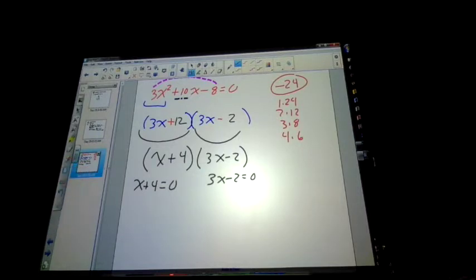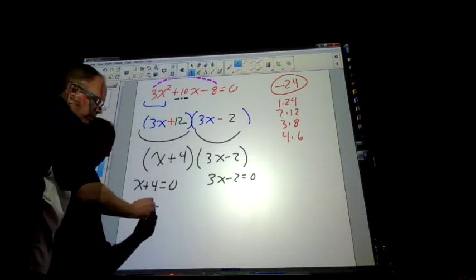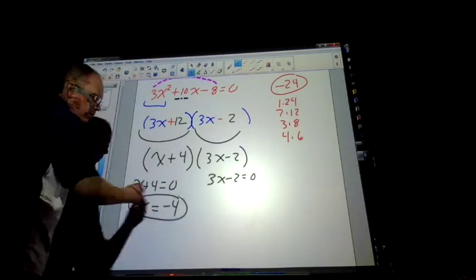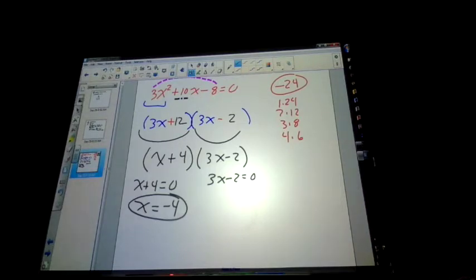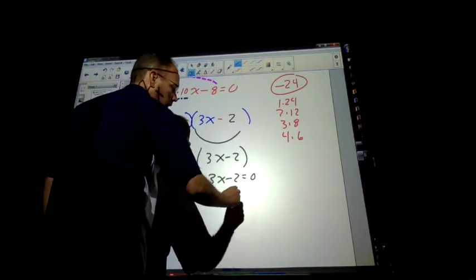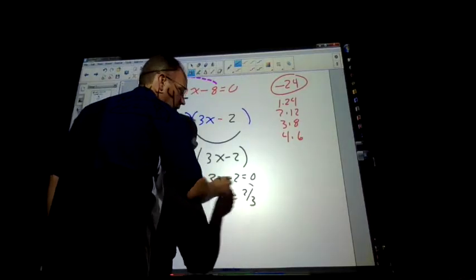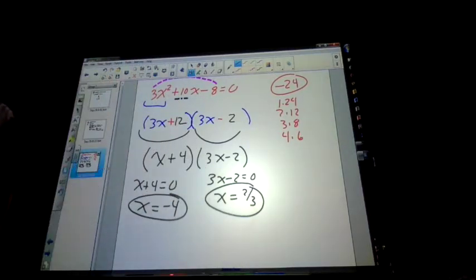What's the first answer going to be? Negative 4. That's my first solution. Okay? The second one, I'm going to have to add 2 and divide by 3. So add 2, divide by 3, so I'm going to wind up with 2/3. Okay? These are the solutions to the problems.